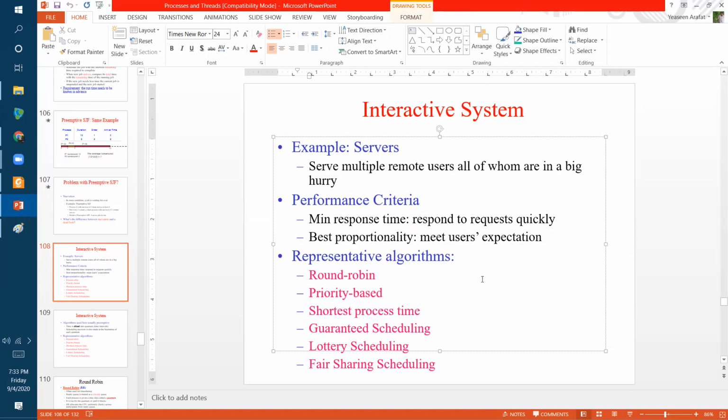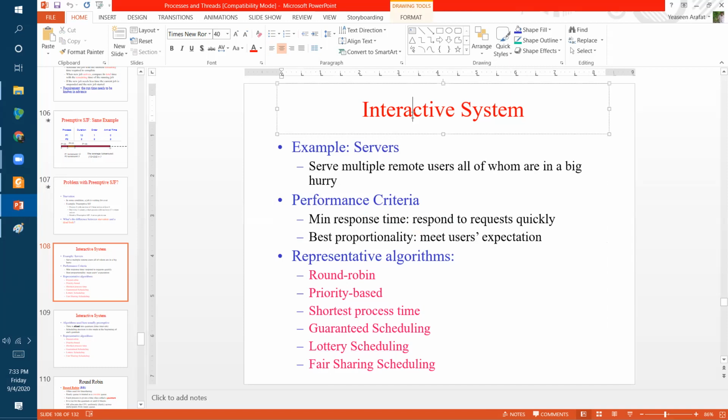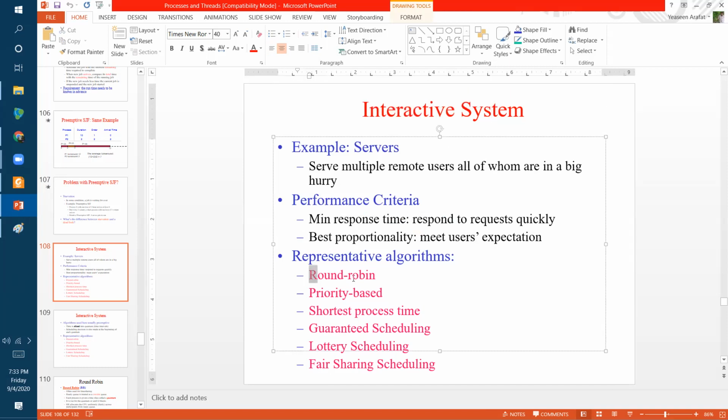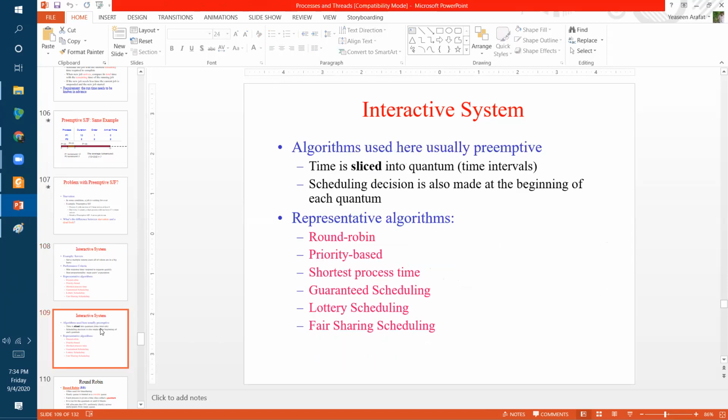Now there are different kinds of algorithms in interactive systems: round robin, priority based, shortest process time, guaranteed scheduling, lottery scheduling, and fair share scheduling. So we will look into some algorithms. Okay, let's start. Algorithms used here are usually preemptive.